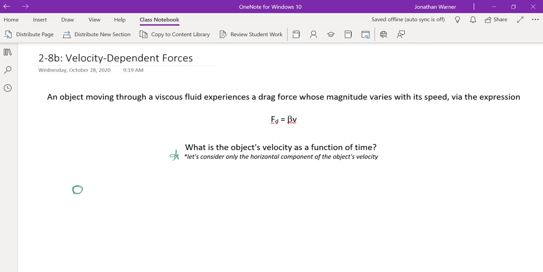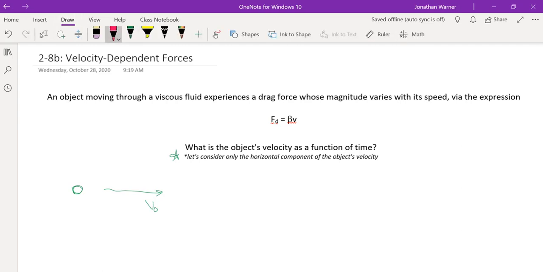So here's an object, and it's initially moving this way at a speed, let's call it v naught. The nature of drag forces, resistive forces, is that they are akin to friction forces. This drag force, F_d, looks like that. Now you'll notice that velocity is a vector, drag force is a vector, and they point in opposite directions. So we're going to have to deal with that later, but notice that I've said the magnitude of the drag force has this size, beta times velocity.